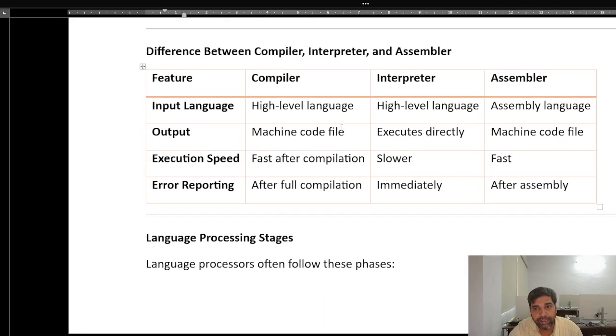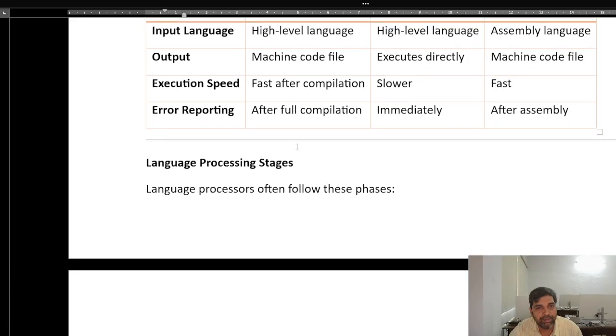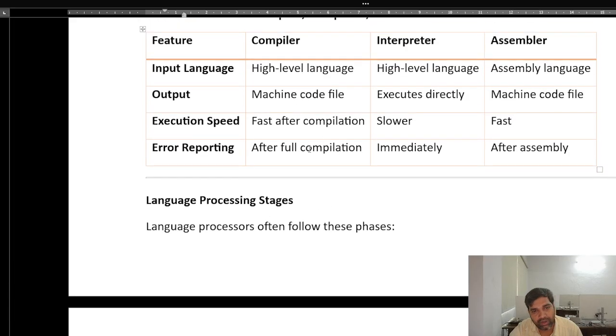Now, the difference between the compiler, interpreter, and assembler. The interpreter executes the instruction directly. The compiler's output is a machine code file, which it executes. Execution: compiler is faster, interpreter is slower. Assembler is also fast. Error reporting: the compiler reports all errors after full compilation, at one time. The interpreter reports the error immediately, only the error in the current line.